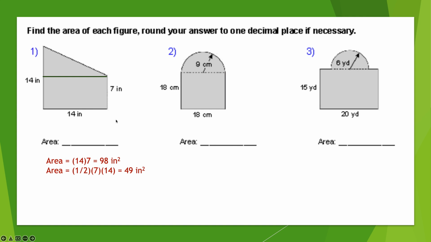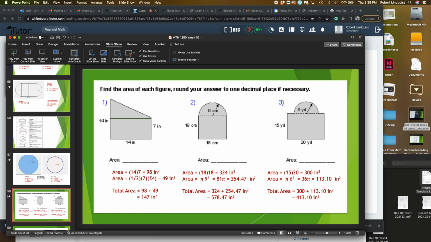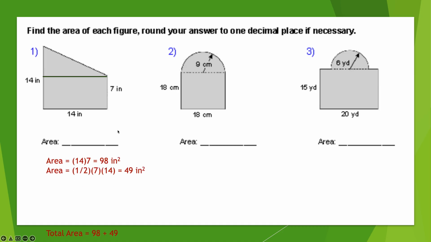So 1/2 of 7 times 14 is 14, not 49. So let me go correct this again. All right, so 1/2 of 7 times 14, oh, it is 49. Stupid me. Okay, 1/2 of 7 times 14. So I'm going to do the 1/2 to the 14. That gets me 7, and 7 times 7 is 49. You could put it in on the calculator. Anyway, you look at it, the total area is 98 plus 49, which is 147 square inches.